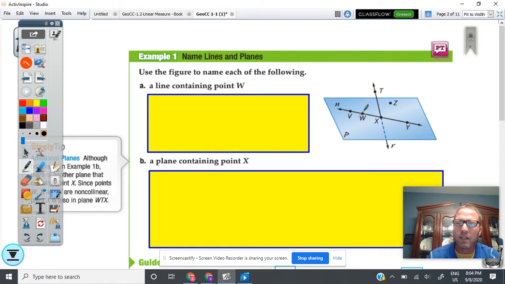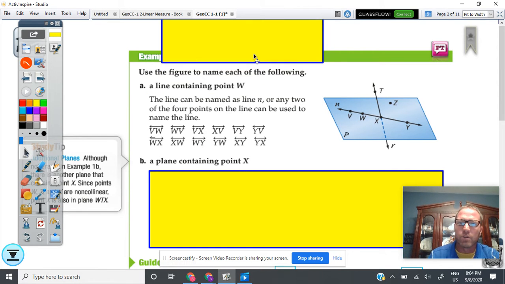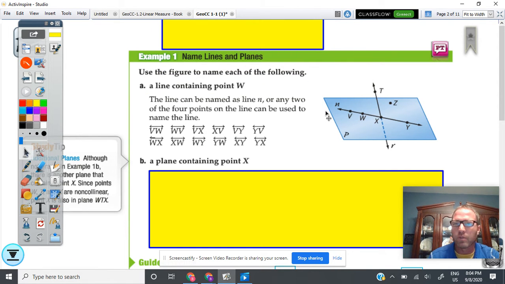I would accept that. But currently, if you look at the book answers, it does not have the ones that are not drawn. Sometimes they'll refer to ones that are not drawn. I will always let you know or give you the benefit of the doubt. B, name a plane containing point X.